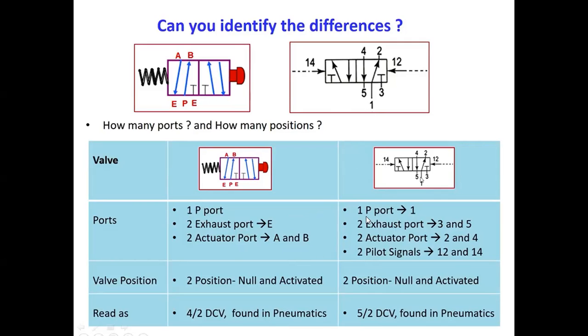In here, 1 is the P port, exhaust ports 3 and 5, actuator ports 2 and 4, pilot signals 12 and 14. From port 1, exhaust ports 3 and 5. Okay, 2 position, not activated. 4/2 DCV is found in hydraulics, 5/2 DCV is found in pneumatics.